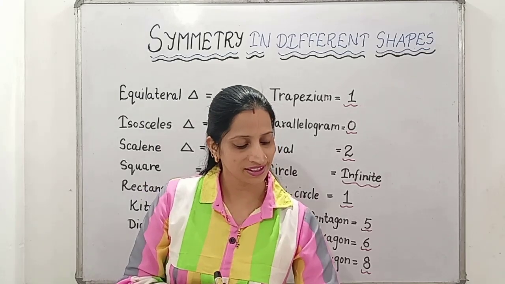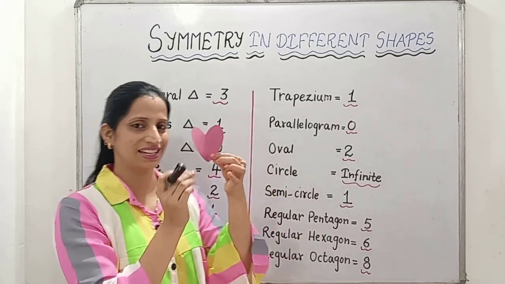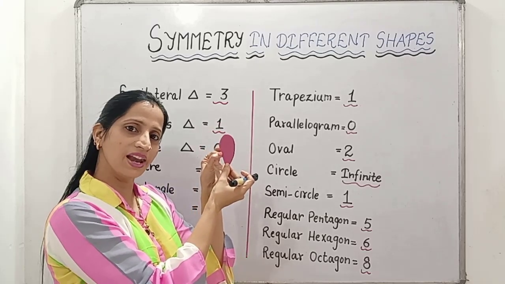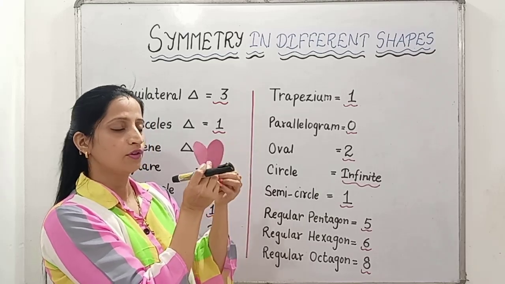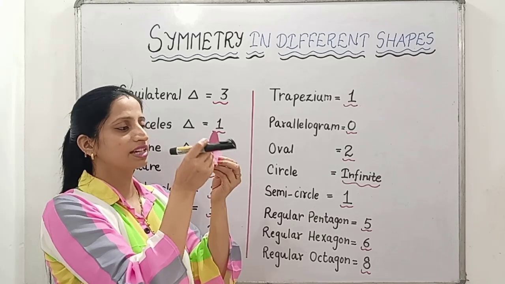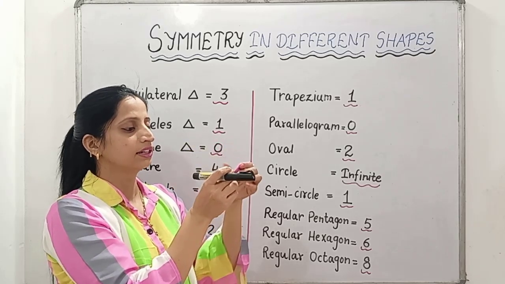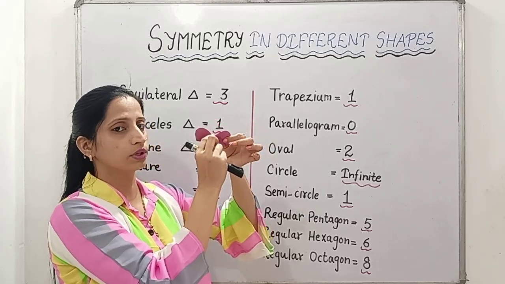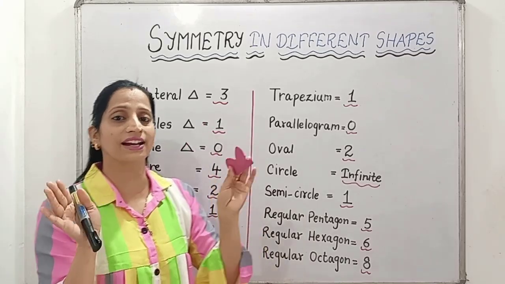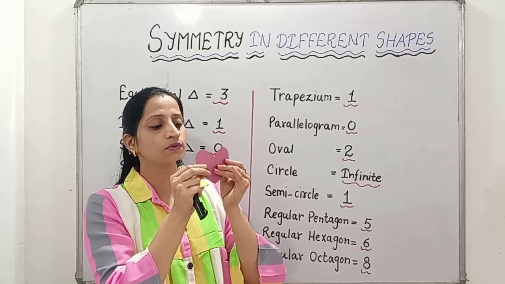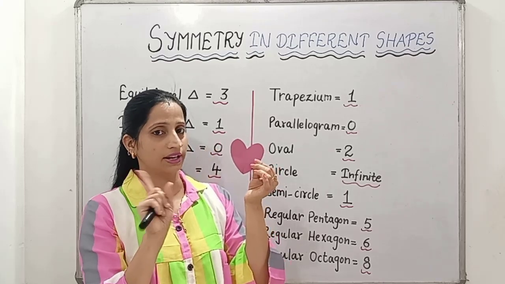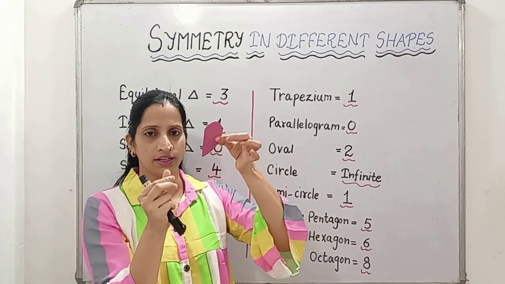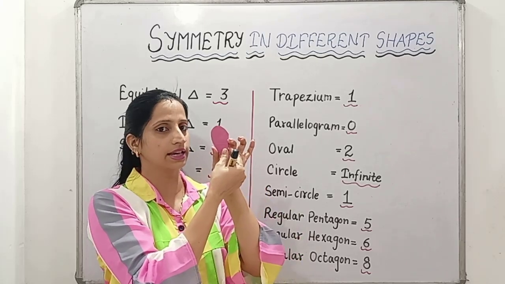Take another shape. So this is a heart. You can see if I fold it from the center, the heart also has only one line of symmetry, and that is a vertical line of symmetry. If I fold it like this, then you can see that this half is not covering this half totally. This means these two halves are not exactly equal. That's why this will not be considered a line of symmetry. It will have only one line of symmetry, the vertical one. Okay, you can see that both halves are exactly covering each other.